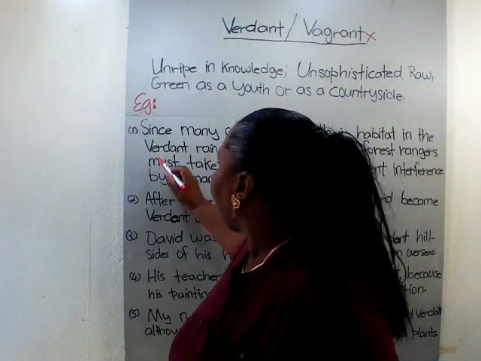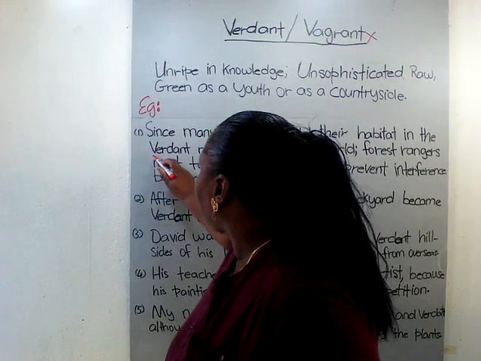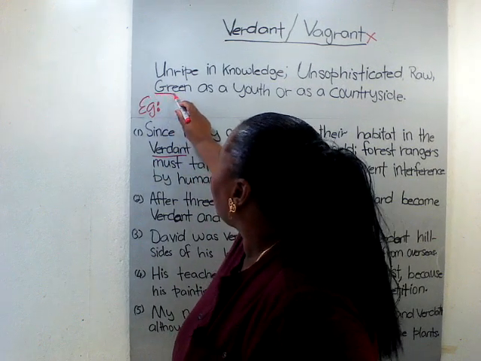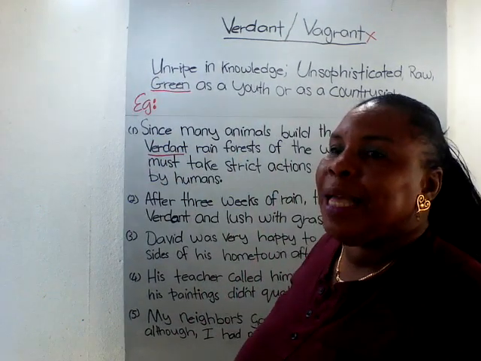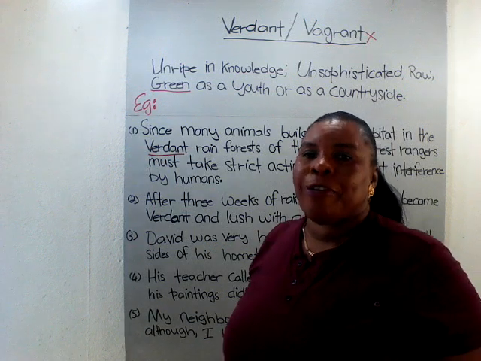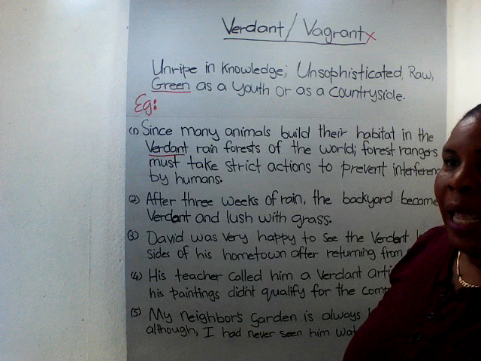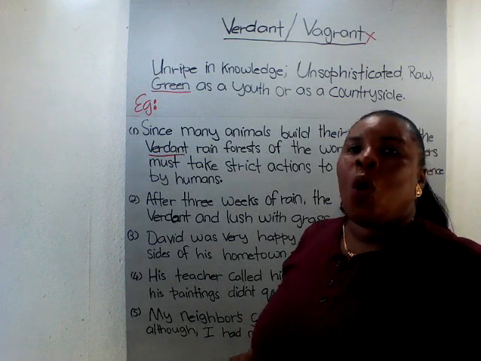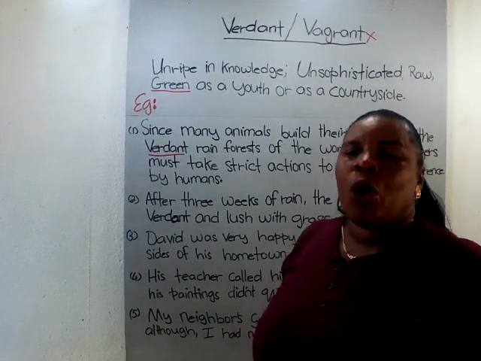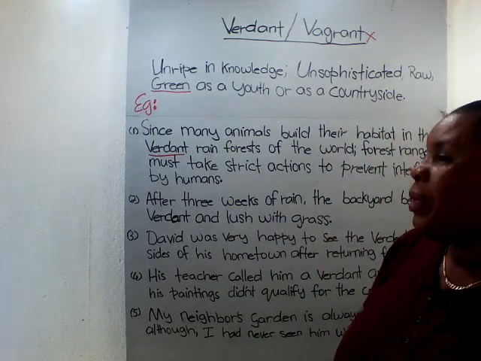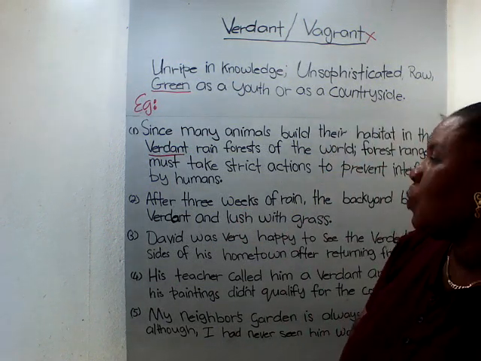So the word verdant here, which means what? Green. That's the main meaning of the word verdant. Green. It means something green and a person that is green or unlearned, or you would say an apprentice. Alright, so that person doesn't have enough knowledge.